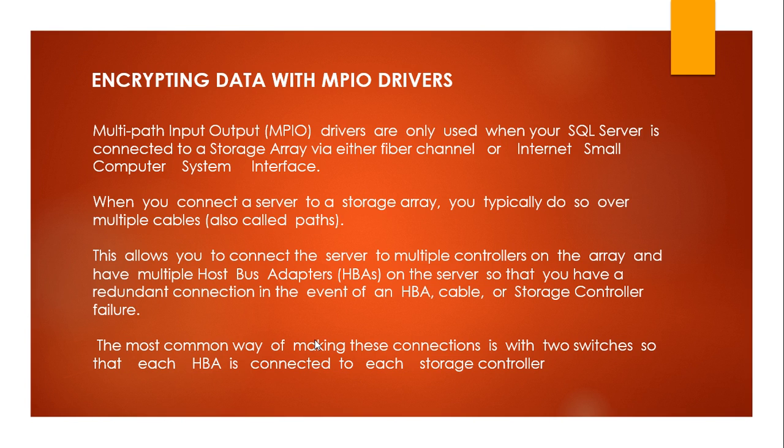So when you connect a server to a storage array, you typically do so over multiple cables, so-called paths. This allows you to connect the server to multiple controllers on the array and have multiple host bus adapters on the server, so that you have a redundant connection in the event of HBA, cable or storage controller failure. The most common way of doing this connection is with two switches, where each HBA is connected with the storage controller.